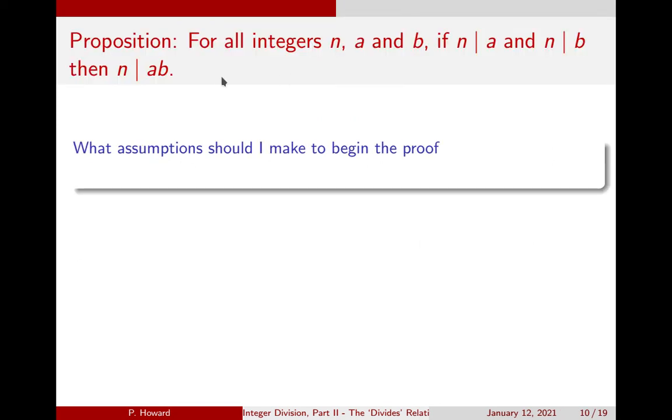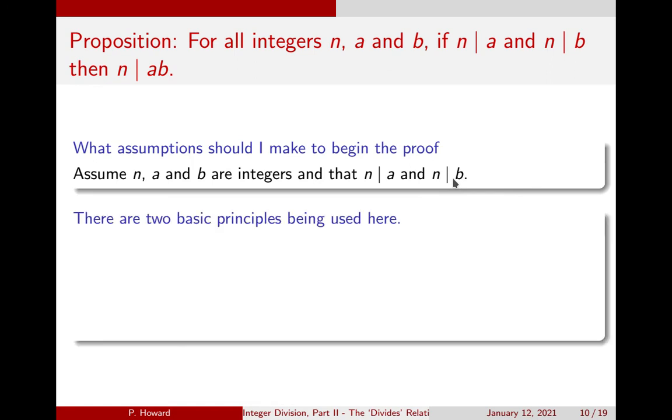So let's look at our proposition. For all integers n, a, and b, if n divides a and n divides b, then n divides a times b. Let's ask the first question, what are the assumptions that we should make to begin the proof? The answer is, we will assume that n, a, and b are integers, and we will assume that n divides a and n divides b.